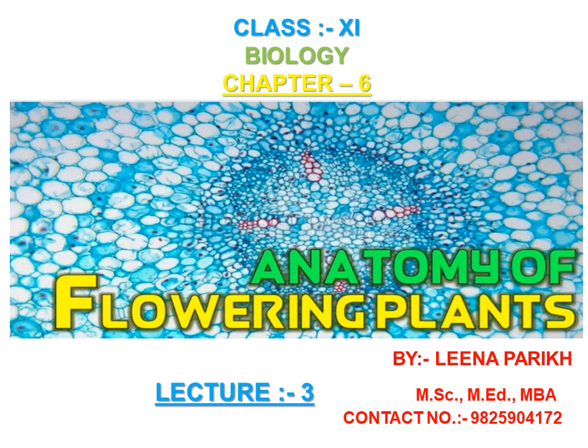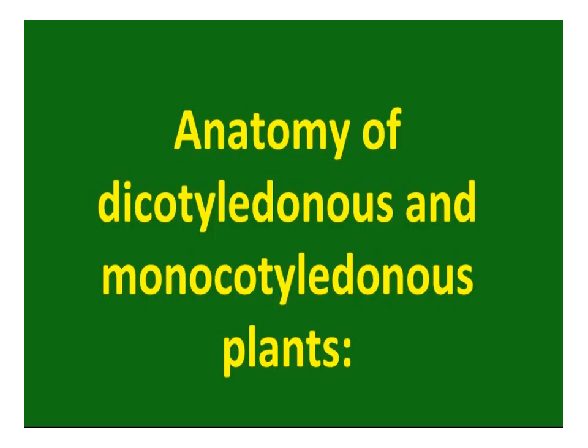Biology Chapter 6: Anatomy of Flowering Plants. Anatomy of dicotyledonous and monocotyledonous plants. The anatomy of various plant organs can be conventionally studied from the transverse section, or TS, of the mature zone of these organs.